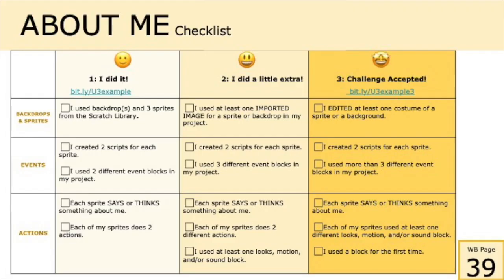Okay, so remember, you've got the 3 columns, and the kids do not have to do everything in one column. They can switch over and choose things from different columns, but the main column is the first column, where they need to have the backdrop and 3 sprites, 2 scripts for each sprite, 2 different event blocks, a sprite that says or thinks something about them, and then 2 actions. So that's the basic. They can pick and choose from each of the columns, but always encourage them to try to take some of the challenges and amp up their project a little bit.